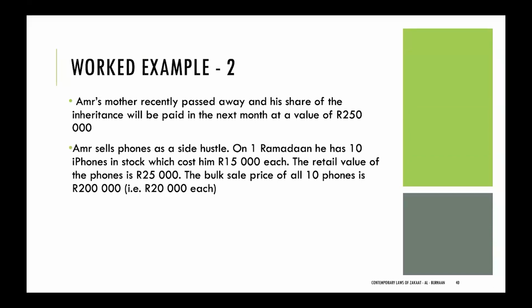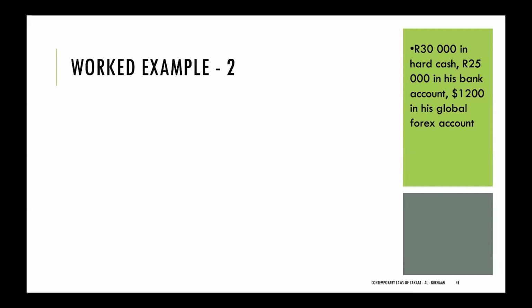Amr also sells phones as a side hustle. On the 1st of Ramadan, he has 10 iPhones in stock, which cost him 15,000 rand each. That's the cost price. If he has to sell this on the market, the retail value is 25,000 rands. And if he had to do a bulk sale of all 10 phones at one shot, it would be 20,000 rands each, or 200,000 rands for all 10. So these are the three values that he has for the phones that are in his possession.